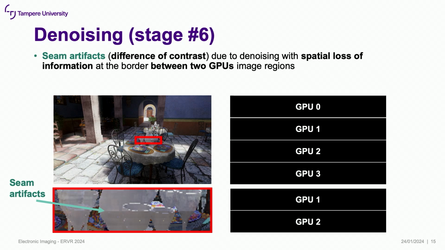The problem here is that the denoiser is denoising each sub-image separately. We have a loss of spatial information, because between two different regions that are in different GPUs, there is some information missing, because the neighboring pixels that are used in the denoising stage are in fact in another GPU.